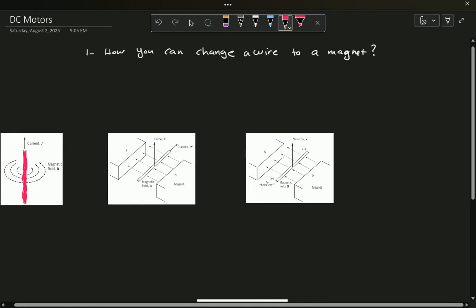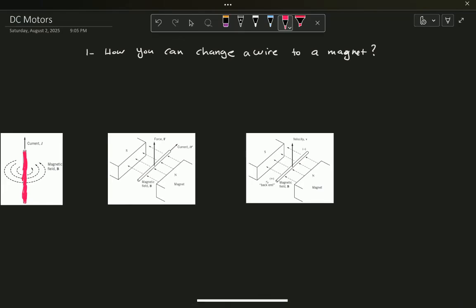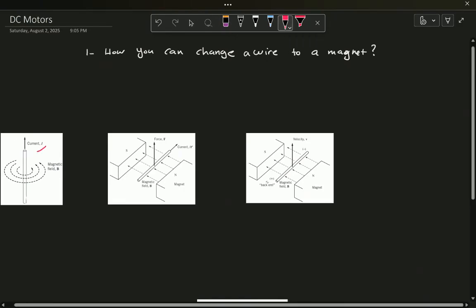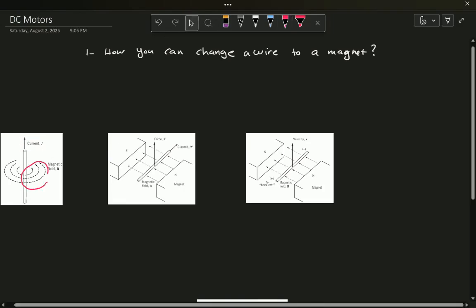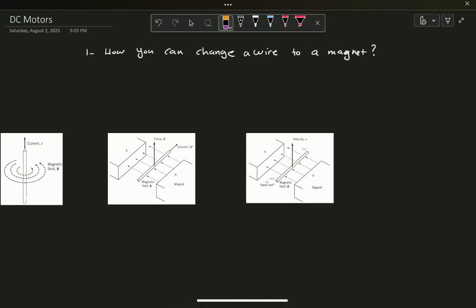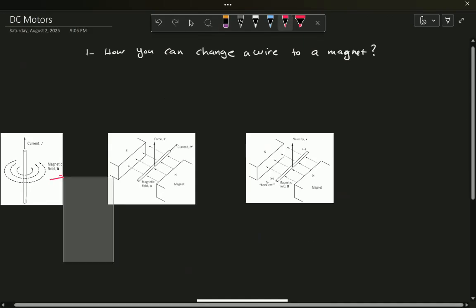The red one. If you have a simple wire and you somehow apply some current in that wire, you are going to change that wire to a magnet. Basically, you're going to induce some magnetic field around that wire. These magnetic fields would be circular, and you can assume that your wire is at the center of those circles. If you want to know the direction of that magnetic field, which we show with B, and the unit for this one is Tesla.